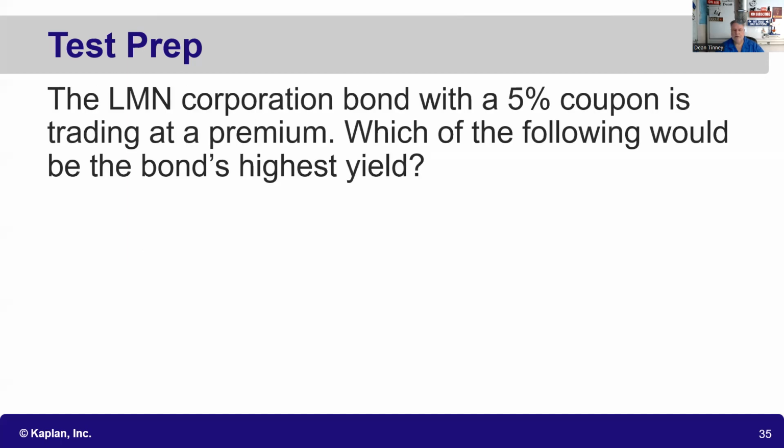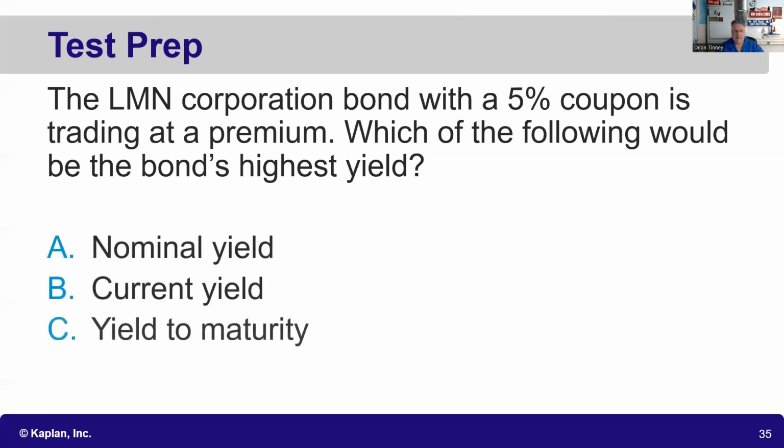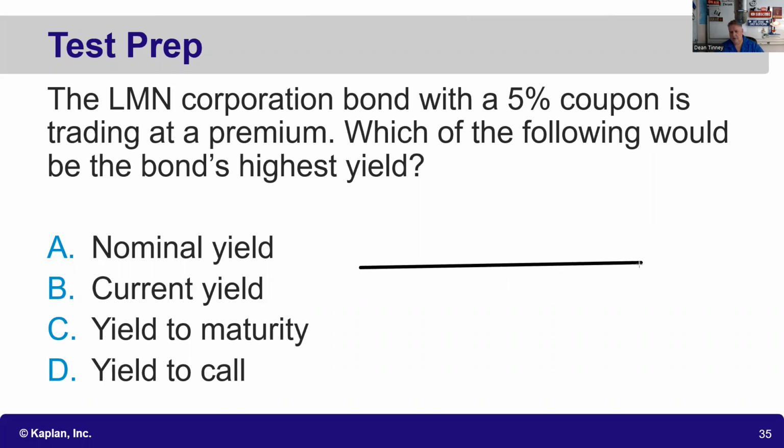The LMN Corporation has a bond with a 5% coupon that's trading at a premium. So again, what I like is the teeter-totter or the seesaw, because the teeter-totter or seesaw turns these kinds of questions, our judgment questions, into aim and shoot, point and click questions. So if you've been studying for a while, hopefully you have learned how to use the teeter-totter or seesaw. So this is a bond trading at a premium. So here's my seesaw, and it has a 5% coupon.